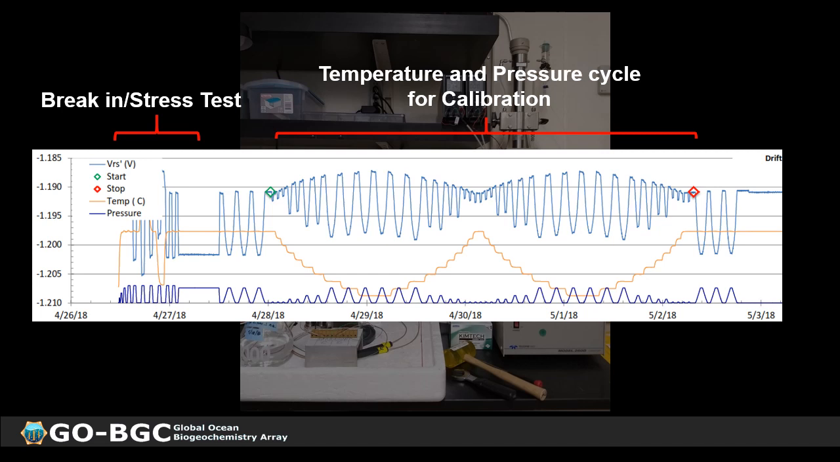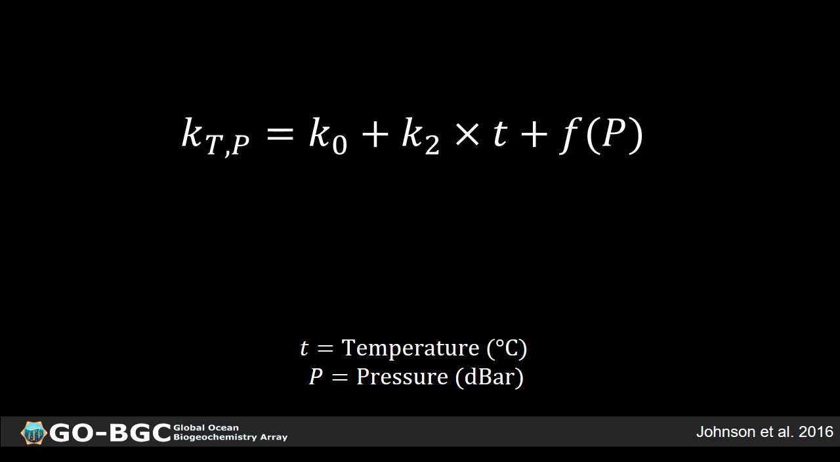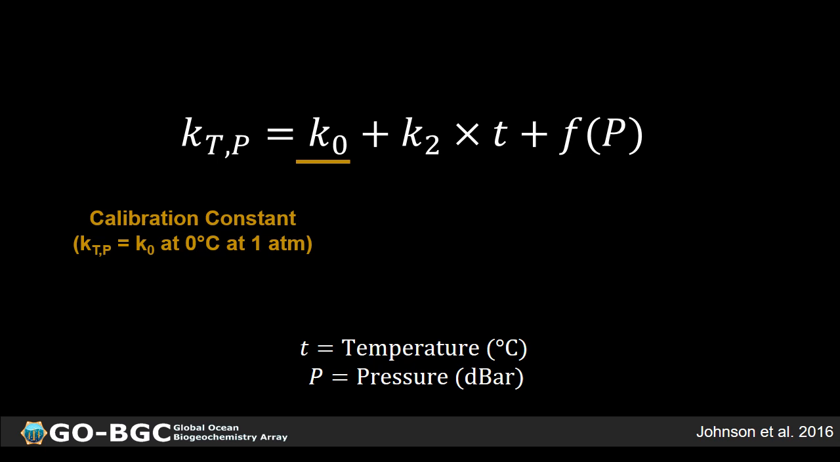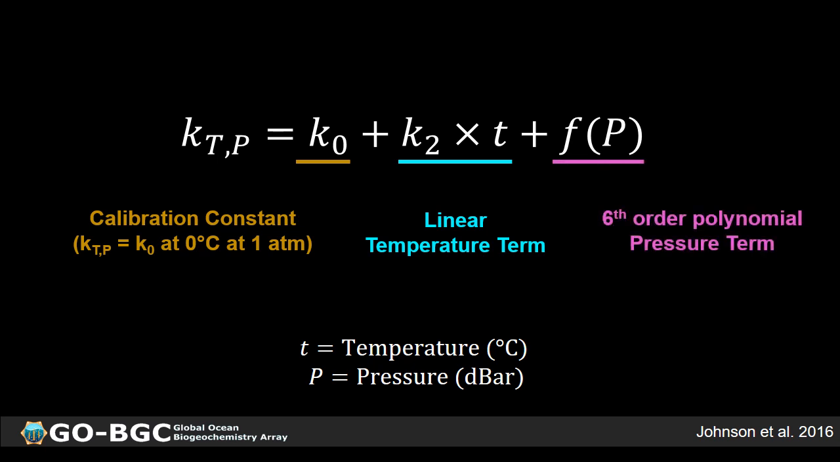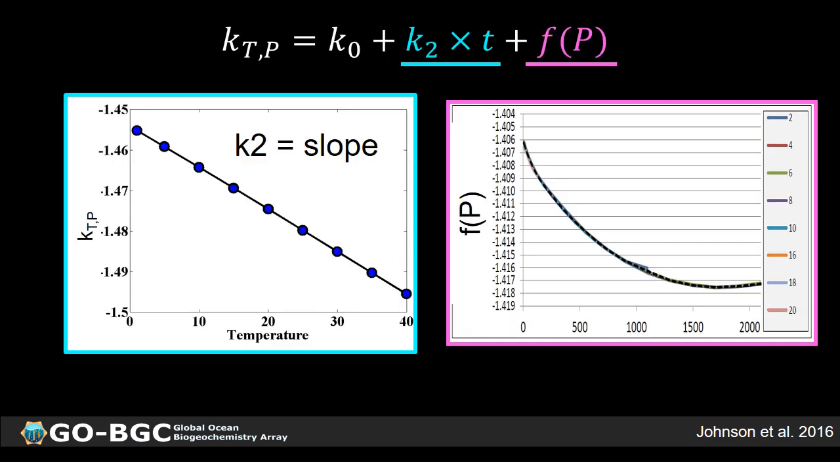So what do the KTPs actually look like? The calibration coefficient, or KTP, is broken down into 3 components. There is a constant term, K0, which is basically defined as the KTP at 0 Celsius and 1 atmosphere. There is a linear temperature term, and the slope is denoted K2. And then there is a pressure term that we denote as F of P, and typically we fit this pressure component using a 6-order polynomial. And so this is what it looks like.